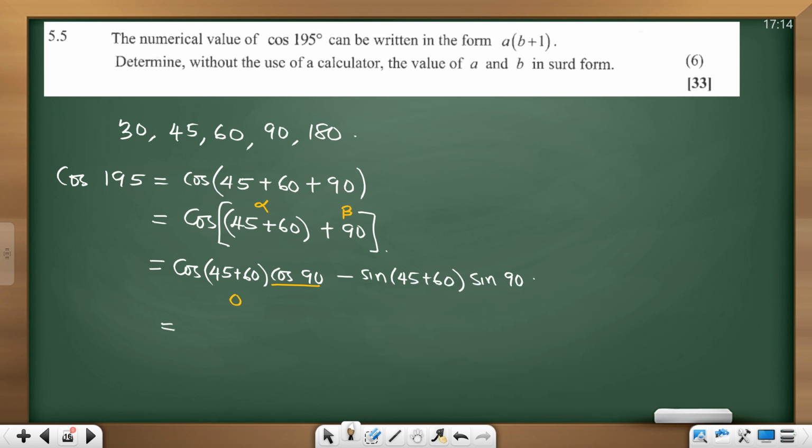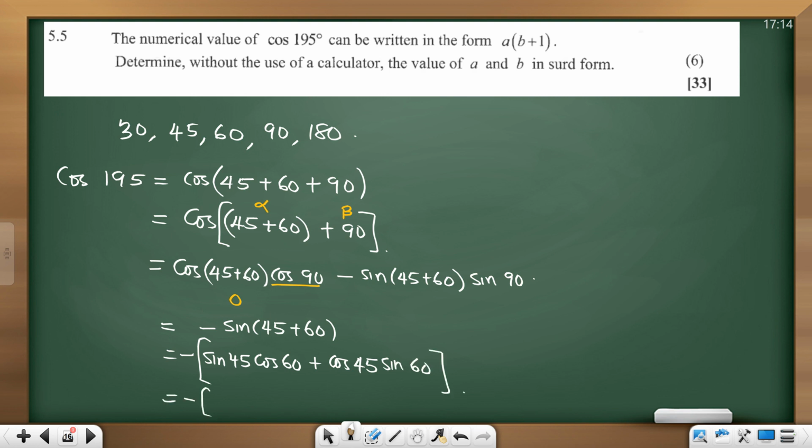Okay? So what do we have left? Negative. Hold on. What is sine 90? 1. Oh, that one. So we are left with negative sine of 45 plus 60. Does that make sense? Because the cos 90 part just falls away. Please remember that the negative is just outside. Can we expand that? What do we have? Sine 45 cos 60. If it's a sine, the sign remains the same, right? Plus cos 45 sine 60.